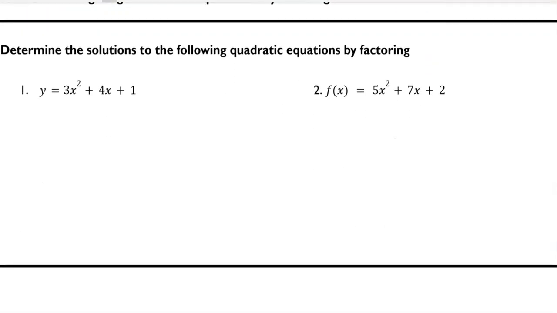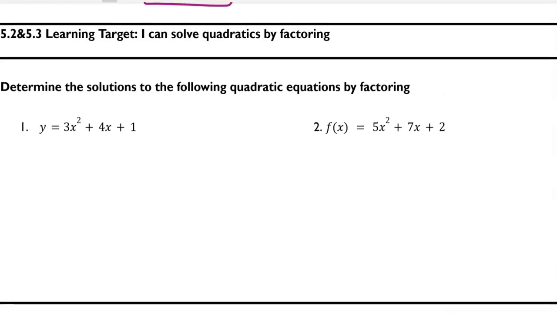All right, determine the solutions to the following quadratic equations by factoring. All right, so I can solve quadratics by factoring. Let's take a pause before we get started and let's talk about the solution. Anytime we solve quadratic equations by factoring, by the quadratic formula, we are solving for one thing. What does x represent when we solve for x in quadratics?